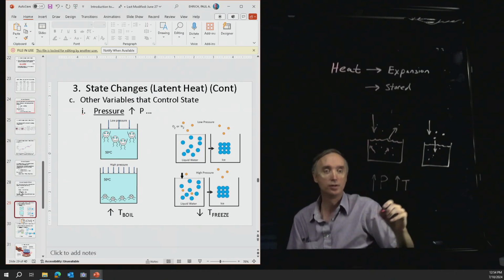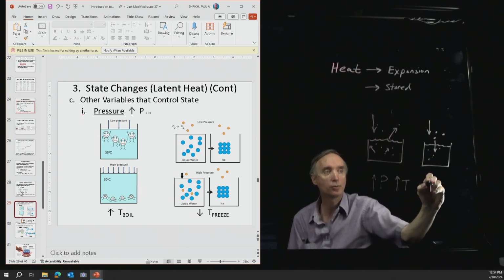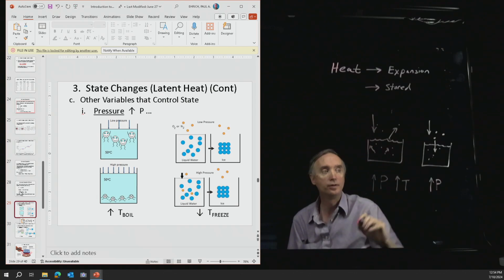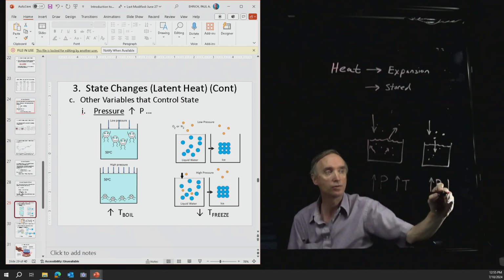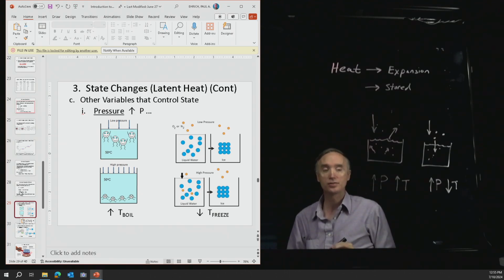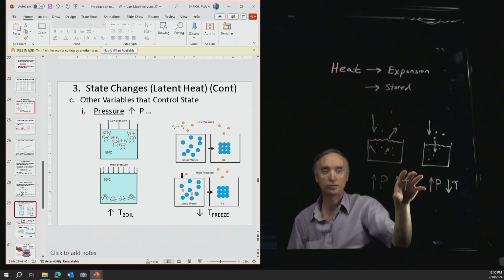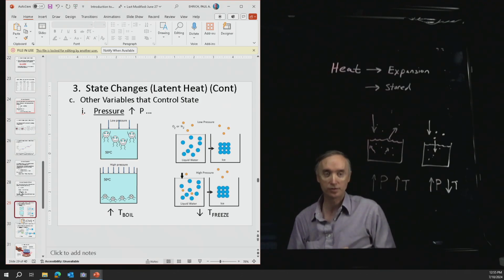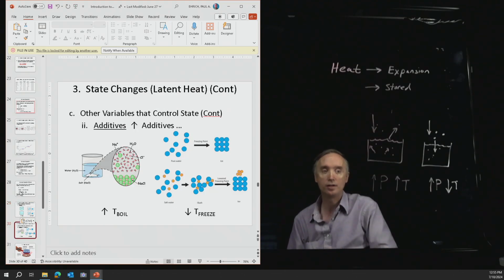So what's the rule? If we increase the pressure on a liquid, it's going to decrease the temperature at which it freezes. So that's the effect of pressure on the boiling point and then the freezing point of liquids. This is also going to be true for other kinds of substances, so it doesn't necessarily have to be water.